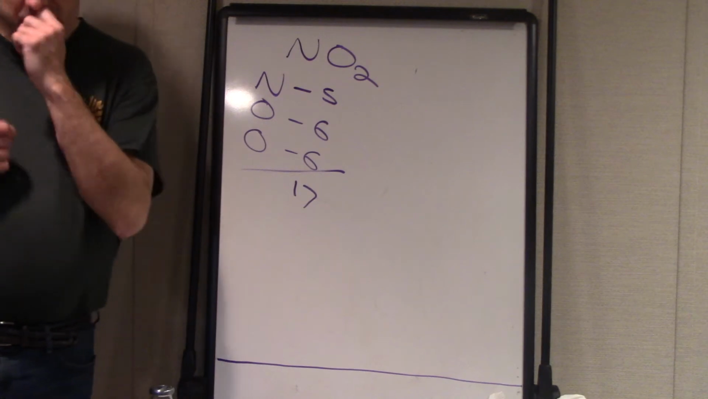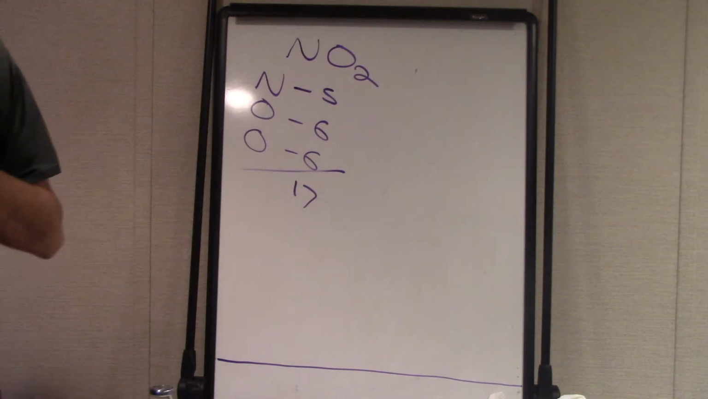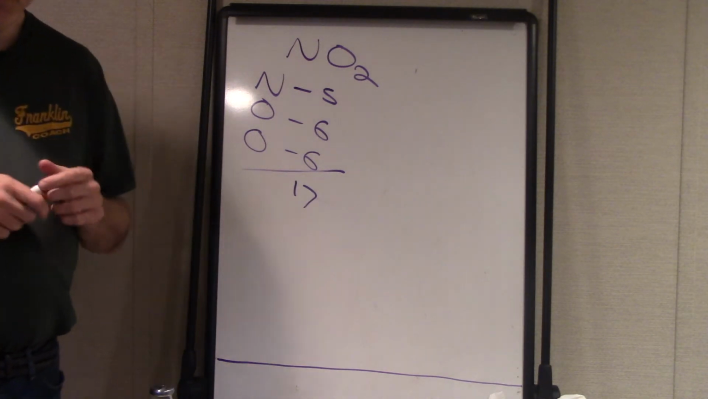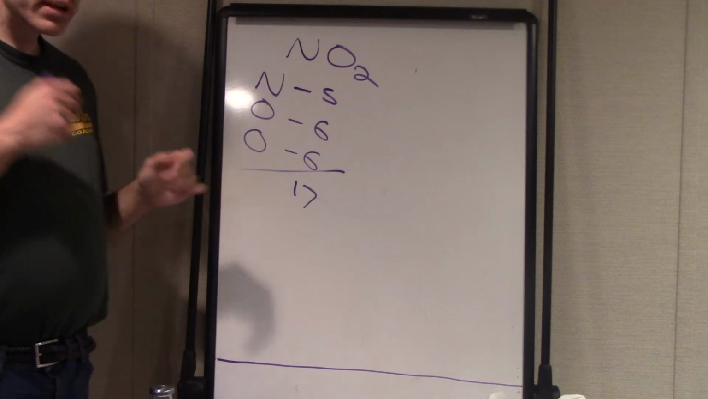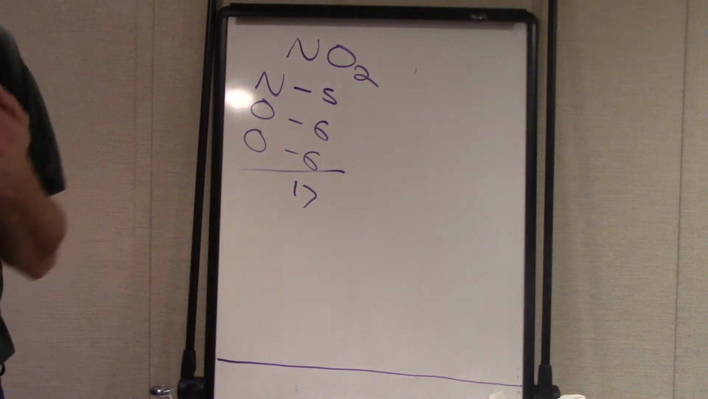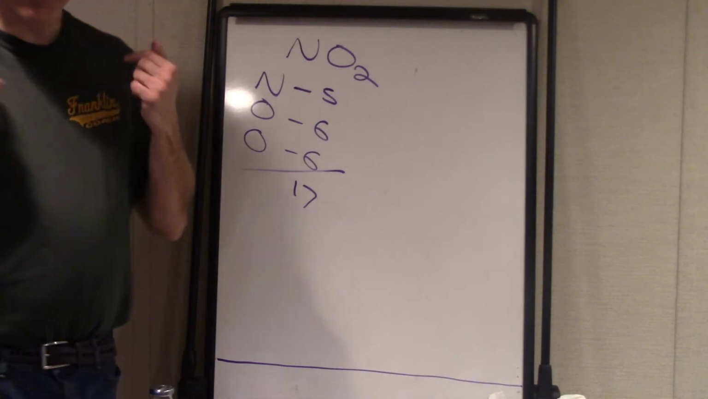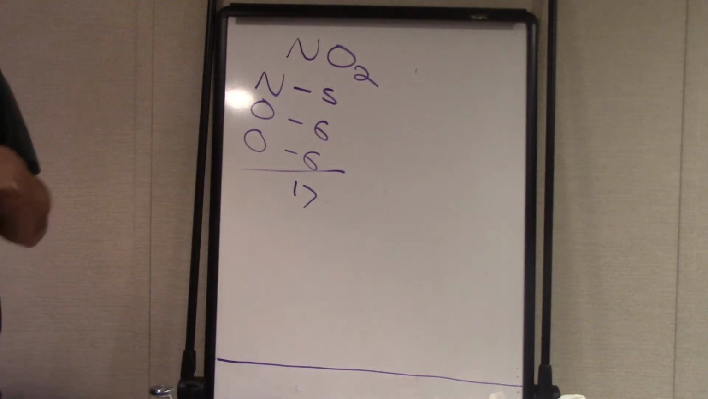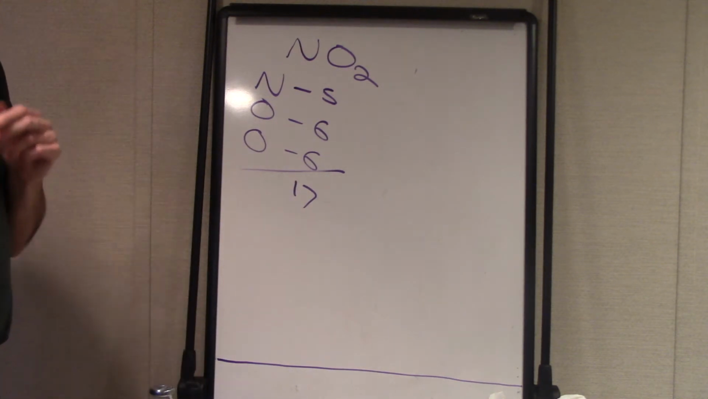Now, these odd number of electron molecules are really a subclass of what we just did, the deficient octets. I'm going to give them their own category, though, because of the way you deal with them. You deal with them in a very different way than how you deal with some of the other deficient octets or expanded octets that we'll talk about in a little bit.